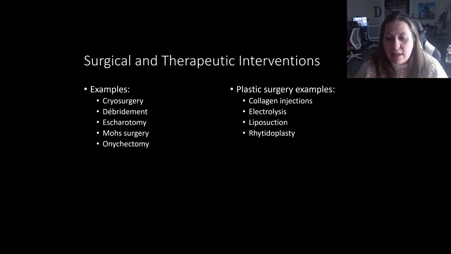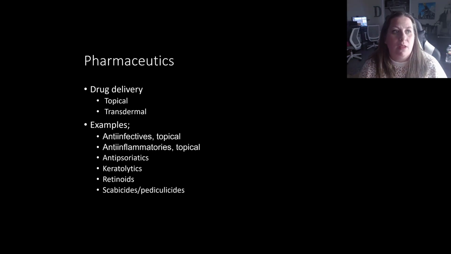Rhytidoplasty, which is a facelift. Rhytidoplasty means surgical repair of wrinkles, and so you are pulling the skin back, bringing it tighter to get rid of those wrinkles. So these are all examples of different types of plastic surgery options with the skin.